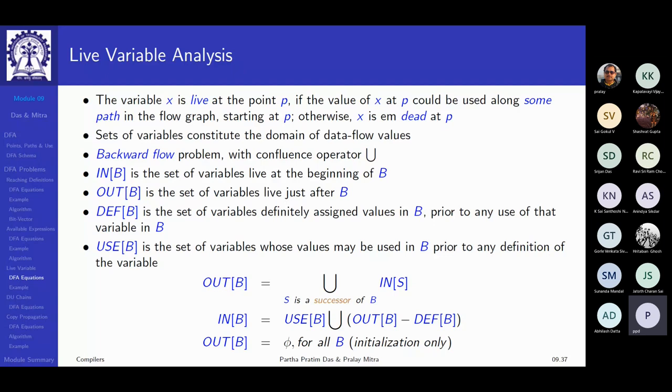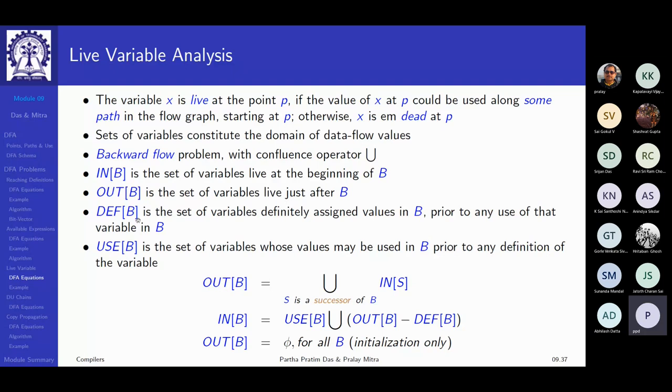In B again is a set of variables that are live at the beginning of a block. Out B is a set of variables that are live just after the basic block. Now we give different names than gen and kill. We say gen is use and kill is def.